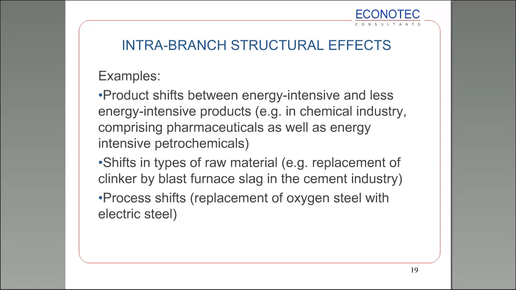Another type of intra-branch structural effect is a shift in type of raw material. For example, the replacement of clinker by blast furnace slag in the cement industry. If you do that, you reduce a lot your energy consumption, because the clinker production is a very intensive process.